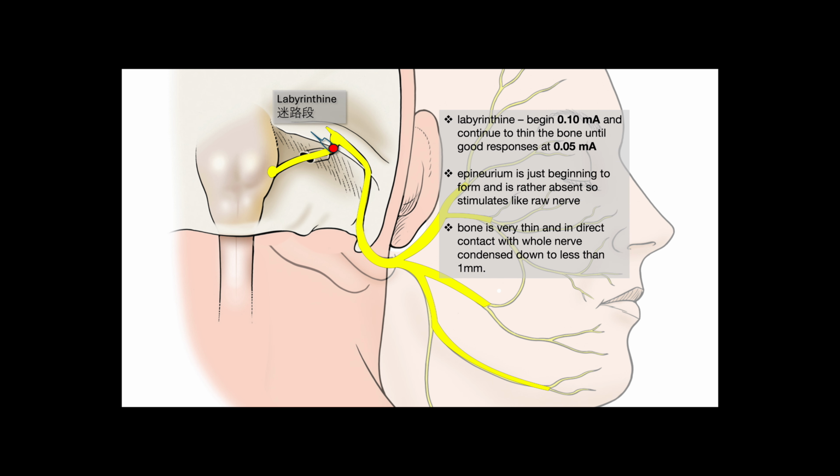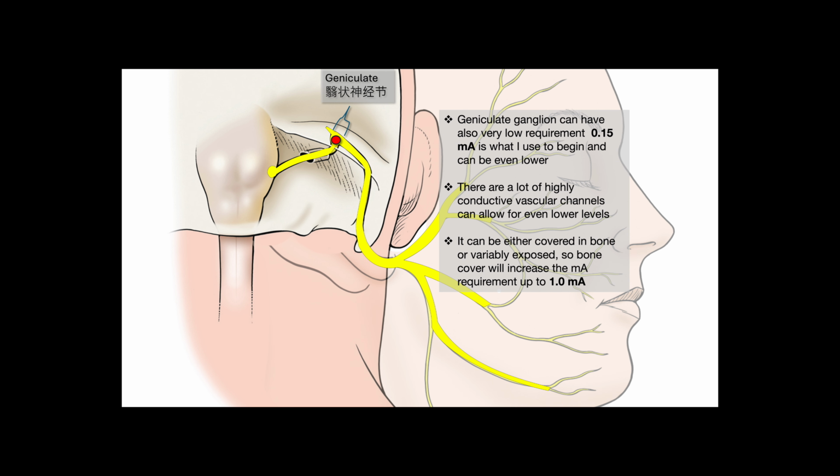Labyrinthine segment. Within the labyrinthine segment, stimulation begins around 0.10 milliamps, decreasing towards 0.05 milliamps as bone is carefully thinned. Here the epineurium is only beginning to form, so the nerve still acts almost like a bare conductor. The overlying bone is reduced to only a few microns thick and in intimate contact with the nerve, a zone requiring extreme delicacy during exposure.